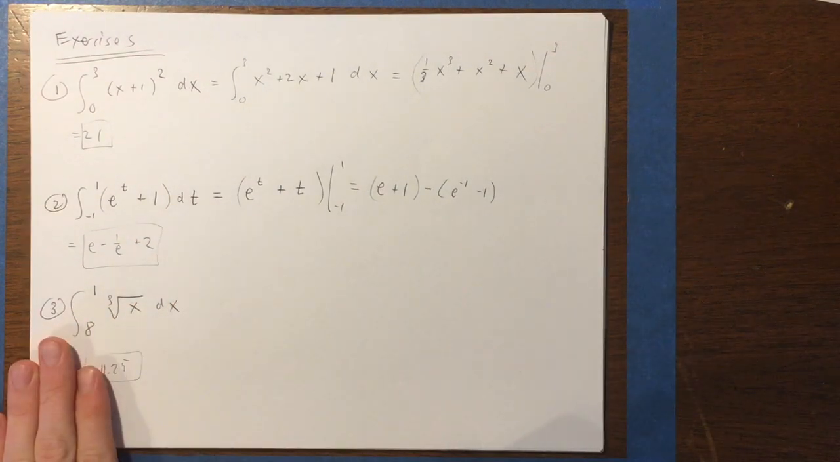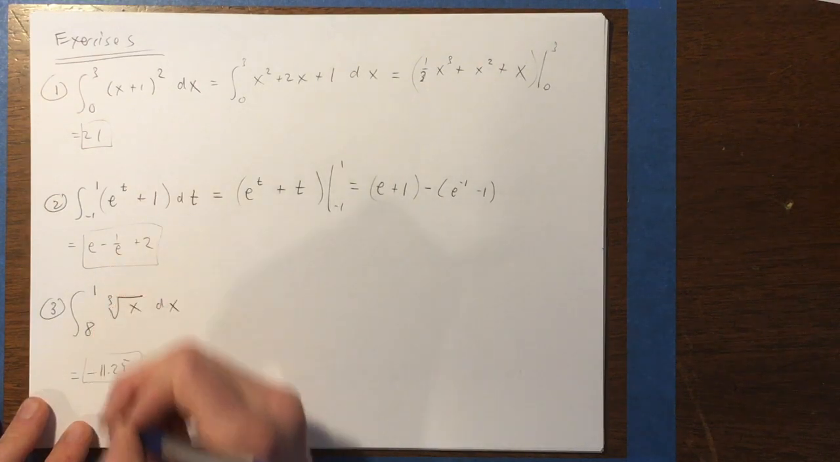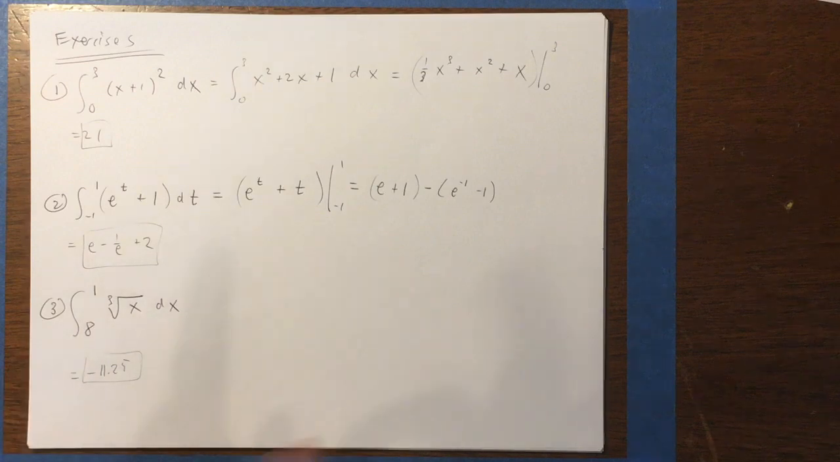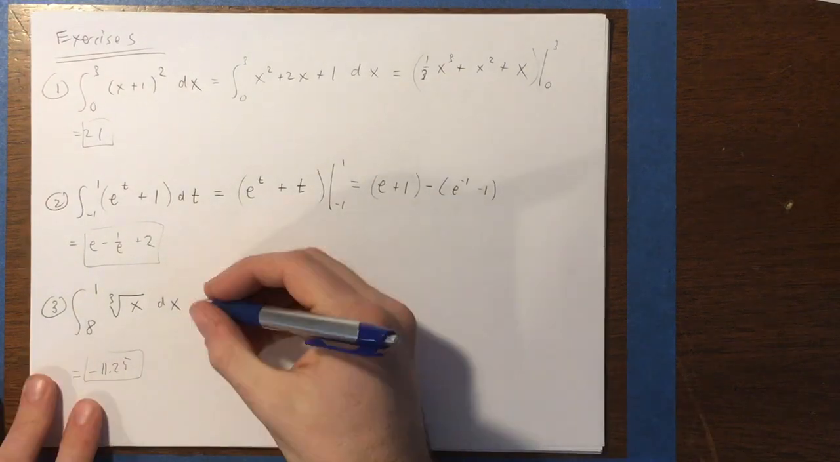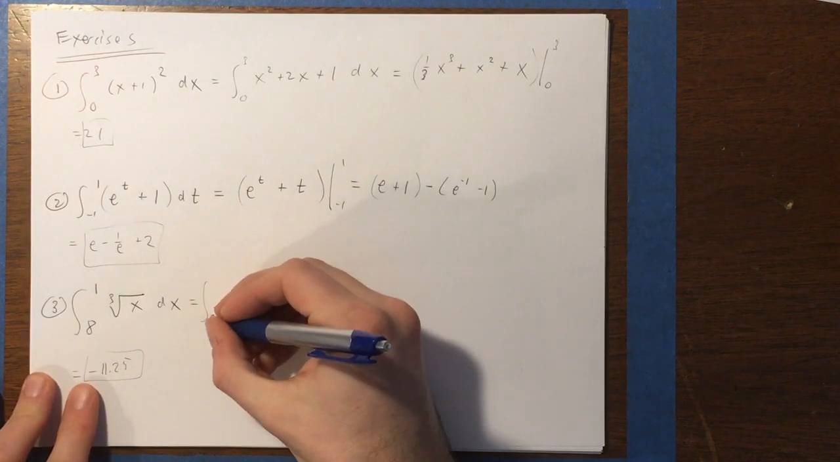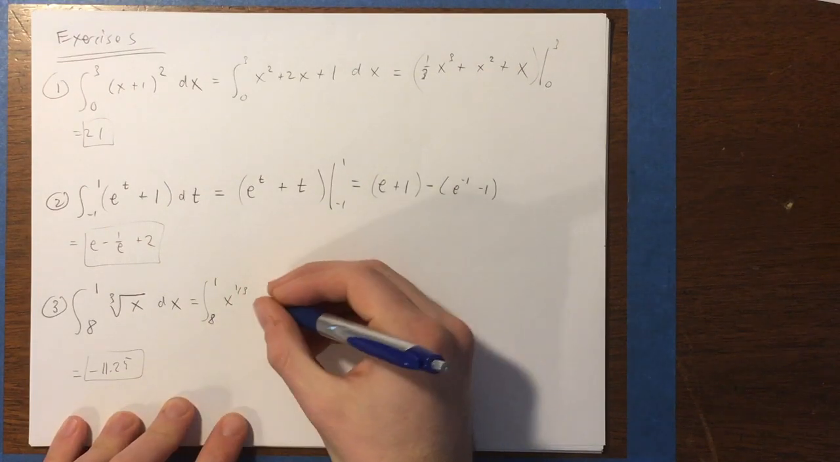For the third one here, you notice that I put the limits of integration with the larger number at the bottom, which is interesting. So one thing you could do is flip this upside down right away and put a negative in front of it, but there's no particular need to do that. What have we got here? This is the integral from 8 to 1 of x to the power 1/3.